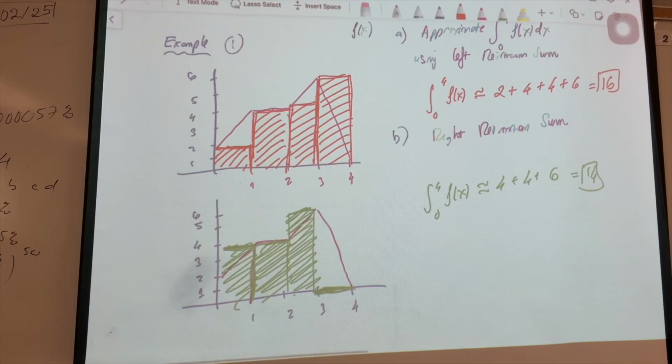Okay, midpoint. Middle Riemann sum. Midpoint.